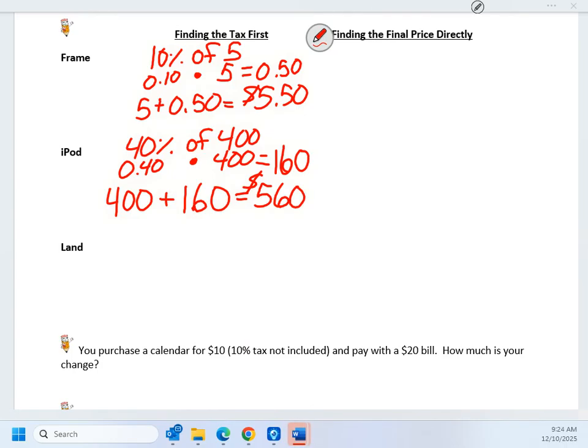And our last one with the land, there's a 20% tax on the land that costed $550. So 20% of 550 is what? Remember, that 20% is 0.20, of is multiply. What would that be? Audrey, 600. Say that again? 600. What math did you do?